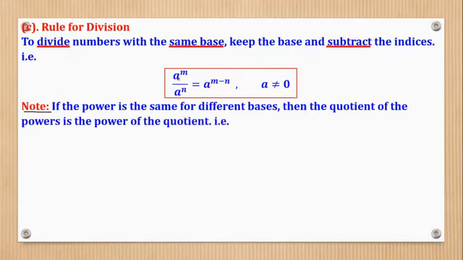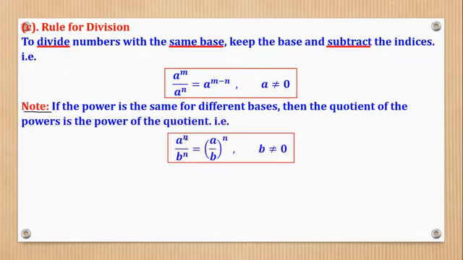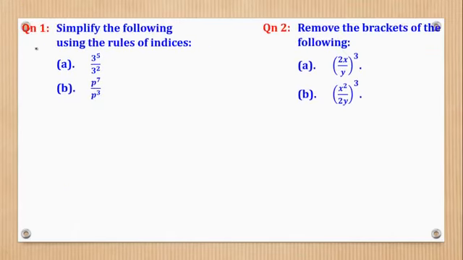That was if the base is the one which is the same. What if it was the powers which were the same? Still do the same, keep the power constant, and then you divide the two bases. It should be noted that the denominator can never be 0. Before we forget this rule, let's also do a few questions so that it can enter our heads. Simplify the following using the rules of indices.